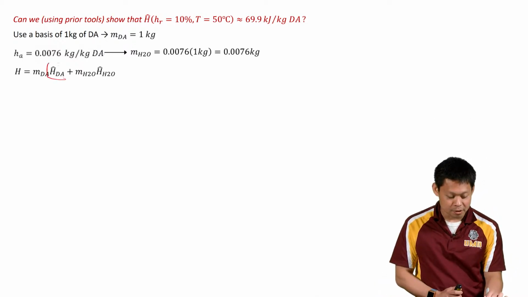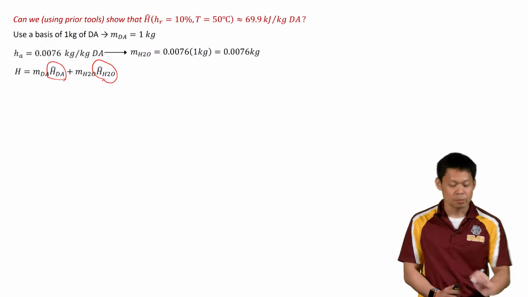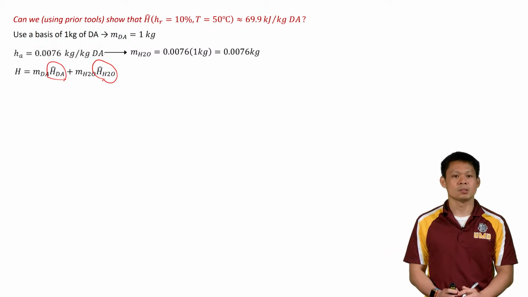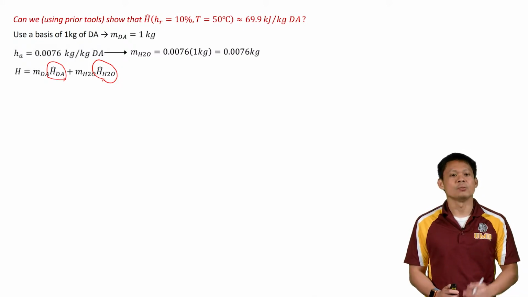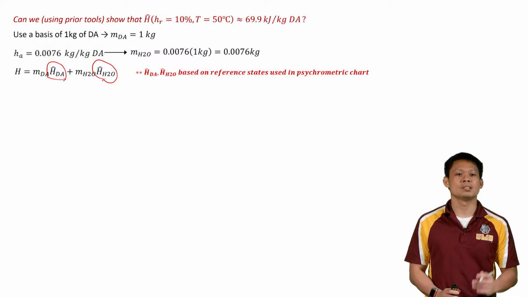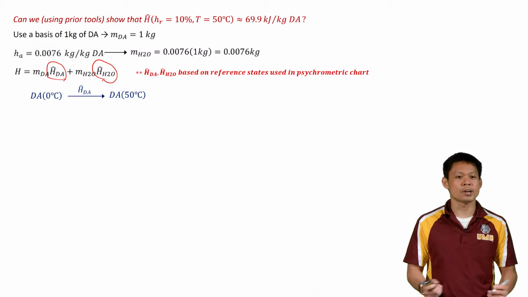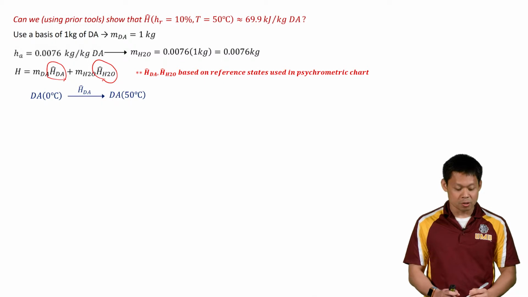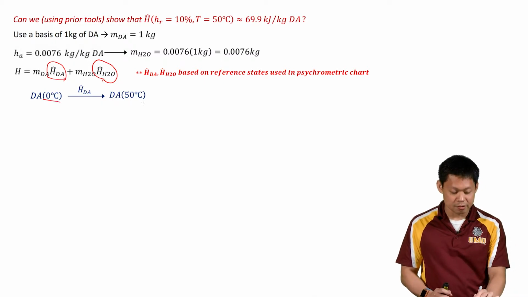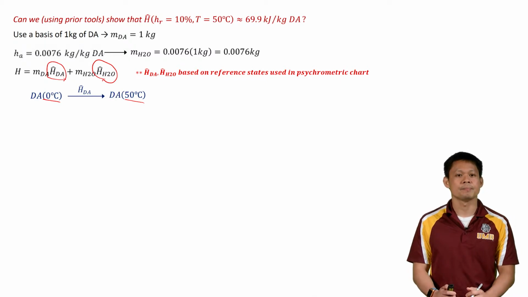We can now use prior tools that we know to figure out this. We're going to use our steam tables to calculate the specific enthalpy of water vapor. We're going to use our thermodynamic correlation to figure out the specific enthalpy of our dry air. Noting that we already have a reference state, we have to use the same reference state that was used in the psychrometric chart. So for our dry air, recall that in the psychrometric chart, it was 0 degrees C and 1 atmosphere. So we are going from 0 degrees C to 50 degrees C, which is where we are at, and we want to figure out what the enthalpy of dry air is.